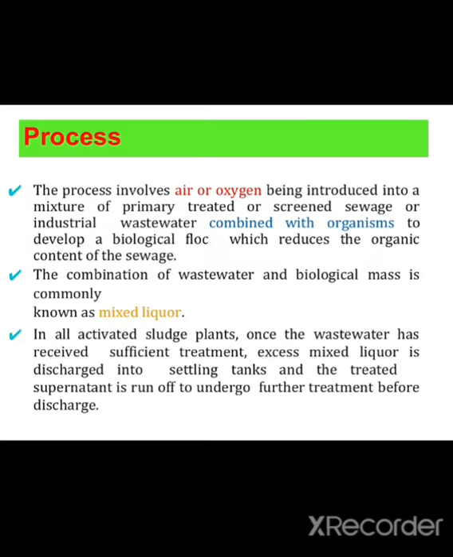The process involves air or oxygen being introduced into a mixture of primary treated or screened sewage or industrial wastewater, combined with organisms to develop a biological floc which reduces the organic content of the sewage. The combination of wastewater and biological mass is commonly known as mixed liquor. In all activated sludge plants, once the wastewater has received sufficient treatment, excess mixed liquor, that is a combination of wastewater and the biological mass, is discharged into settling tanks and the treated supernatant.